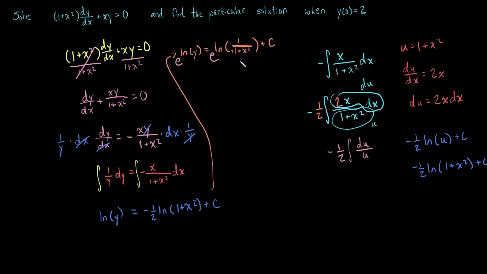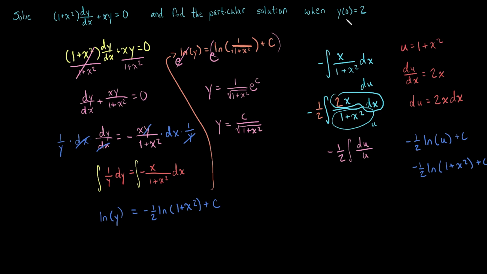Now I can raise both sides to the e. If I raise both sides to the e, what I end up with is y is equal to 1 over the square root of 1 plus x squared. And remember, we can rewrite this exponential as the multiplication of two exponentials, one with the natural log and one with the c. So we get e to the c, which is just another constant, so we can rewrite this as y is equal to c over the square root of 1 plus x squared.